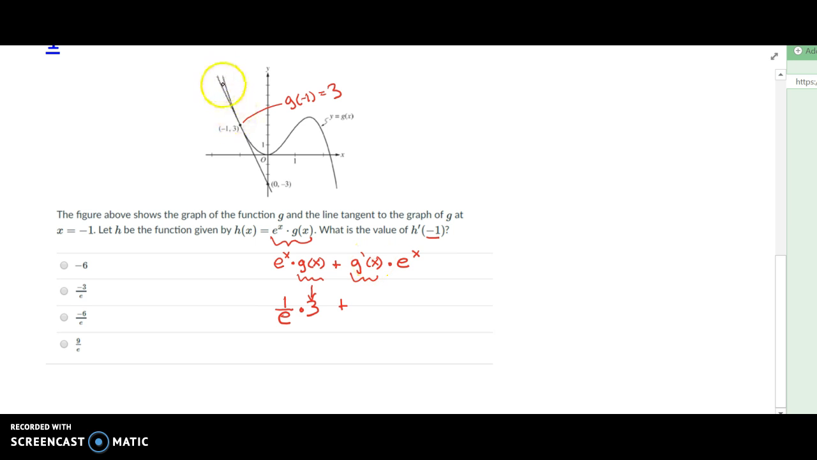Well, it's going to be the slope of this line, and we could see the slope of the line will be from 3 down to -3. That's a rise of -6. And a run, -1 to 0, will be 1. So my derivative of g right at -1 is again the slope of this tangent line, which is -6, also times e to the -1, or 1 over e.